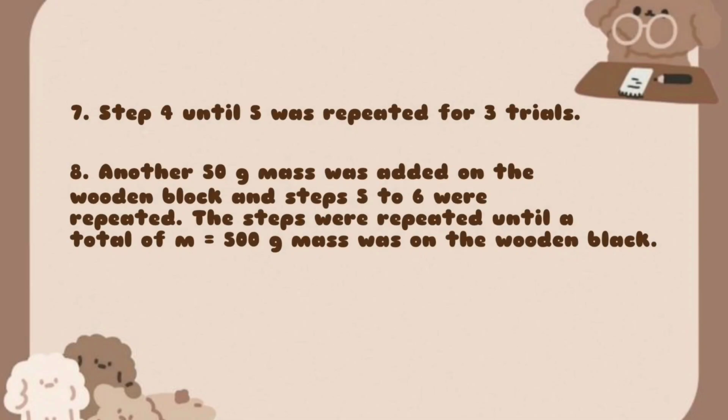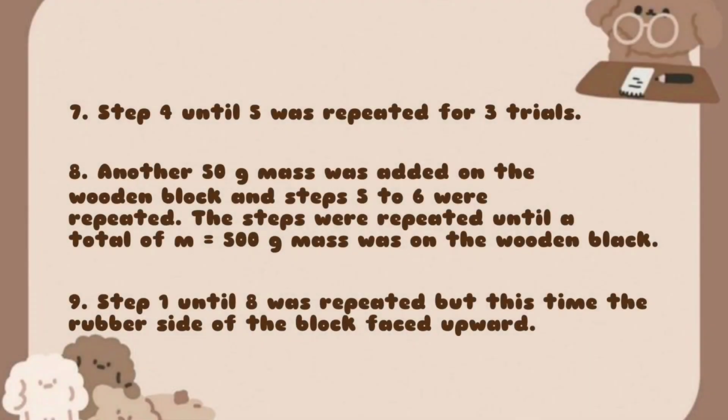Another 50 gram mass was added on the wooden block and steps 5 to 6 were repeated. The steps were repeated until a total of 500 gram mass was on the wooden block. Steps 1 until 8 were repeated, but this time the rubber side of the block faced upward.